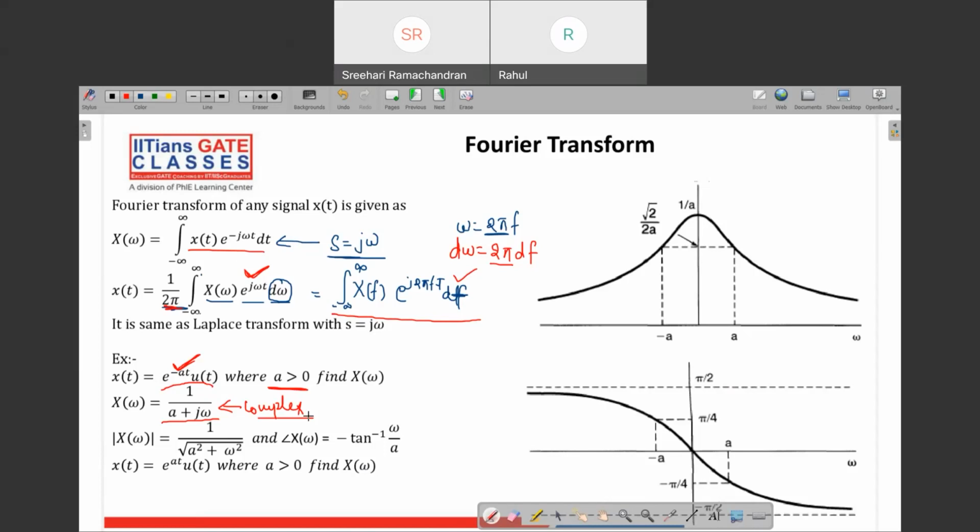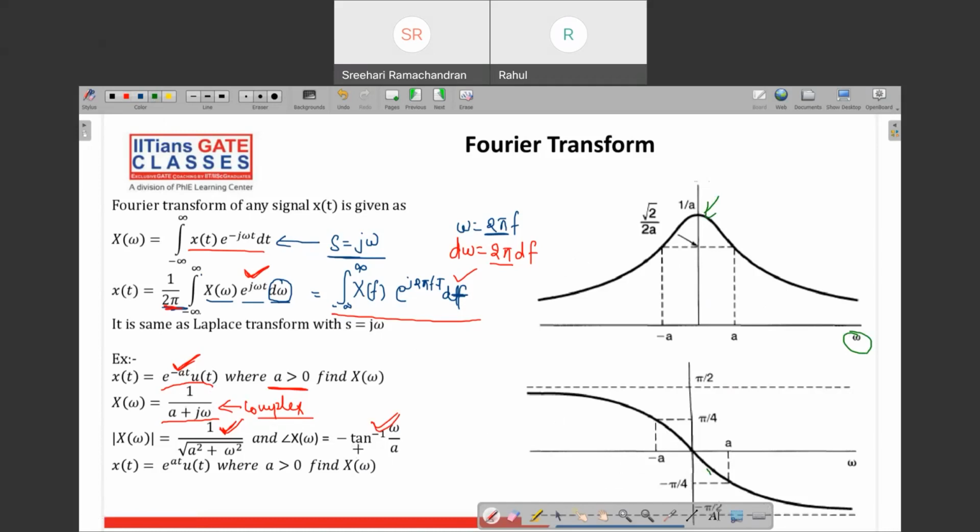So this is the magnitude term, and you can plot it, and that plot we call the magnitude spectrum, just like we saw for the Fourier series. It had the magnitude spectrum and the phase spectrum. In a similar way, for the Fourier transform also, we can calculate the magnitude spectrum and the phase spectrum. This is the magnitude, this is the phase. You can plot them with respect to omega. So this is the magnitude spectrum of 1 by a plus j omega, and this is the phase spectrum of the same Fourier transform.